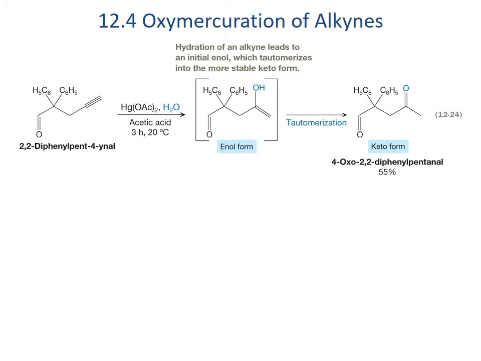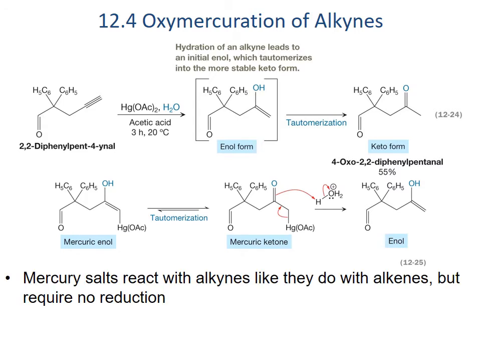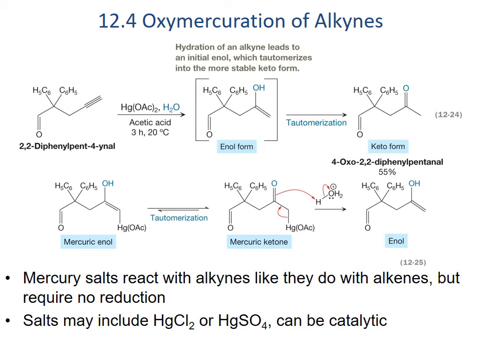Mercury salts can help us to react water with alkynes as well. A mercuric enol would be formed, similar to the anti-addition of water and mercury in an alkene. Normally, this would require reduction with sodium borohydride, but the mercury can, in this case, help to facilitate the tautomerization and does not need to be reduced. The mercury salt used here doesn't really matter and can be used in catalytic amounts, since it's never actually reduced.